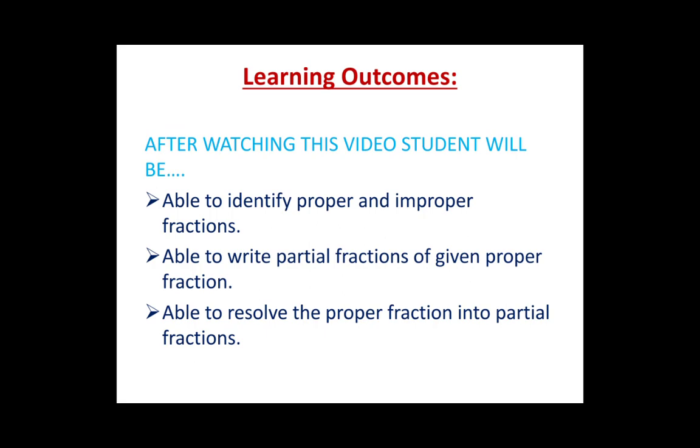Learning outcomes. After watching this video, student will be able to identify proper and improper fractions. You will be able to write partial fractions of given proper fraction, and you will be able to resolve the proper fraction into partial fractions.